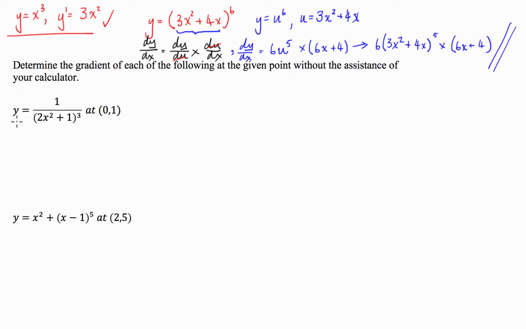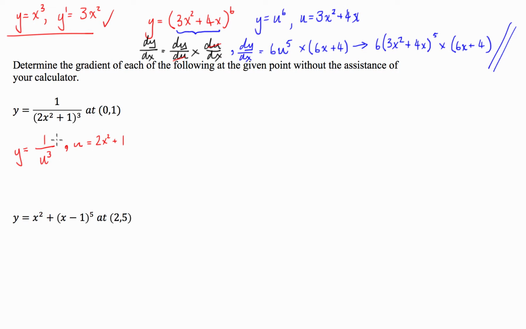First of all, we're going to determine the gradient of each of the following at the given point without the assistance of our calculator. When we're trying to do the chain rule, we need to identify our functions. If you're new to this, you must identify your functions. Here, our outside function is y equals 1 divided by u to the power of 3. I can pull out that quadratic sitting in that bracket, and it's nice that they've given us the bracket, because it makes it easier to see. Our inside function is u equals whatever's in the bracket, 2x squared plus 1.